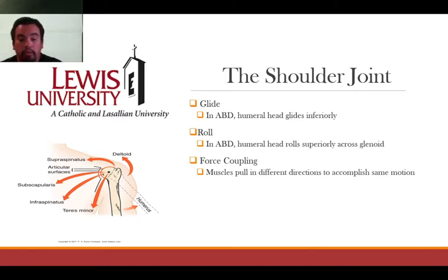And then a force couple is made. A lot of these motions within the shoulder involve a force couple. A force couple is where we have more than one muscle pulling in different directions to accomplish the same motion. So as we look at some of these muscles and what they do, we'll understand that they have different lines of pull, but they still create the same overall motion. Okay? So something to keep in mind.